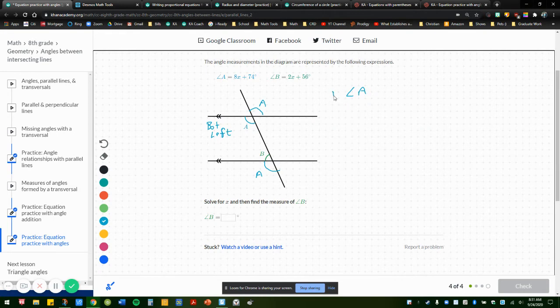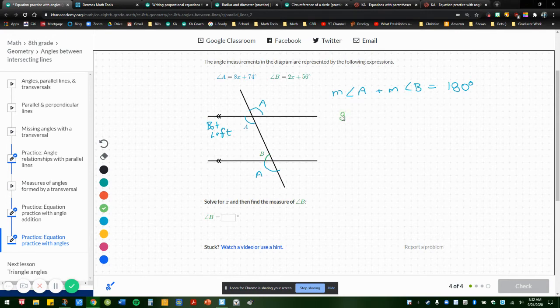So the measurement of angle A plus the measurement of angle B is going to equal a straight line, which is 180 degrees. So sometimes they are going to be equal to one another, and you set A equal to B, or you have to add them up and make 180. But you need to first get those angles right next to each other to be able to tell what that is. Okay, so let's add them up here.